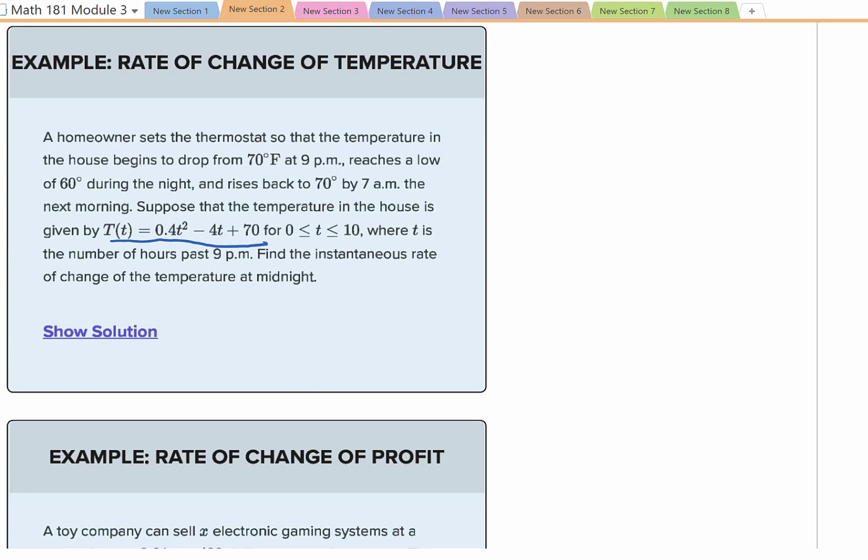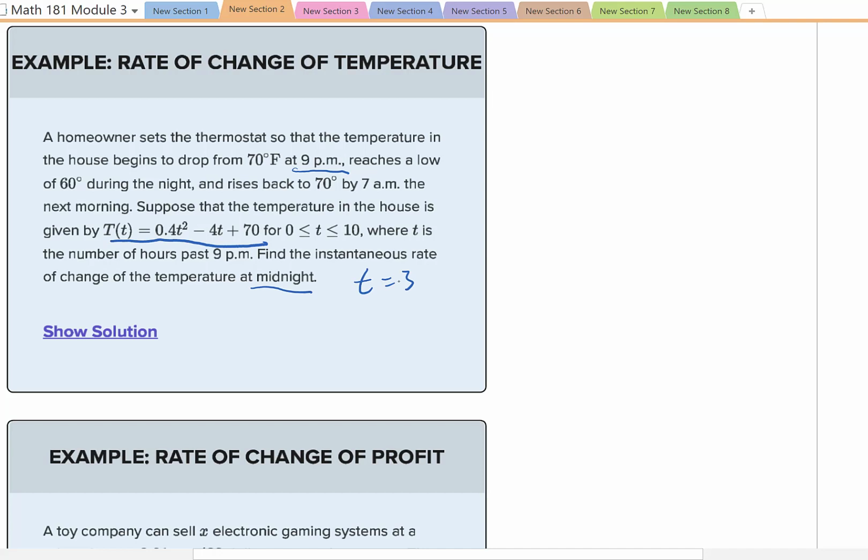So this problem is asking, 9 p.m. is the time that starts. That's our time 0. And they want to know what's going to happen at midnight. So we're looking at t equals 3. And when I say this, it's little t equals 3.